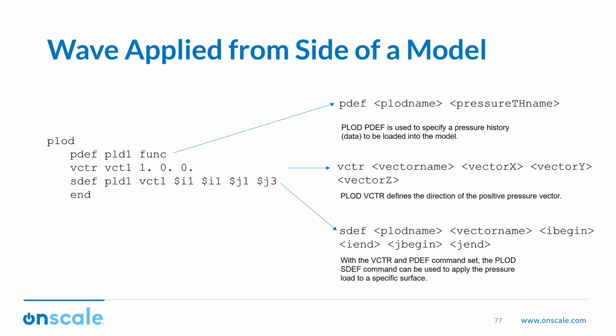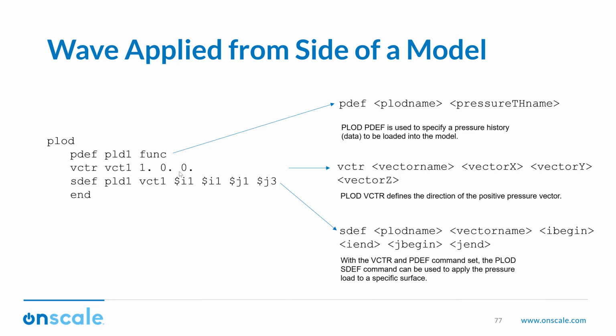First of all, you have the subcommand PDEF, pressure definition. This command takes two parameters. One is the pressure load name, a name that you can define by yourself, whatever you want to call it. In this case, it's called PLD1, pressure load 1. And the second argument is the driving function that you have defined in your code.